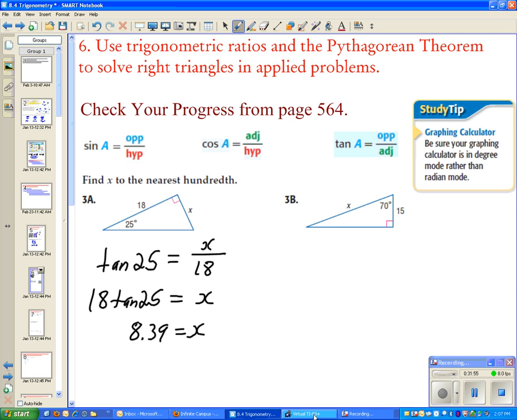Now, if you're one that always expects your answer to be a whole number, you're going to hate this section, because your answer is almost never going to be a whole number. So you got to get over it. Well, it should make you more nervous when you get a whole number. Okay? All right. We okay with 3A? Yeah. Now we tackle 3B.